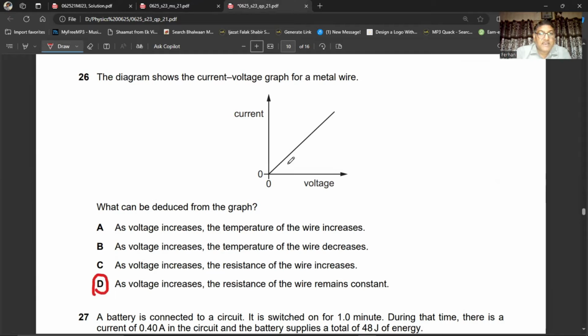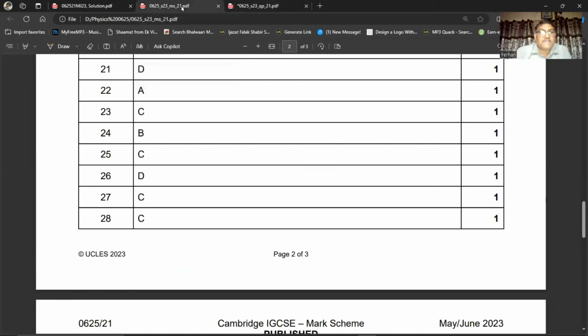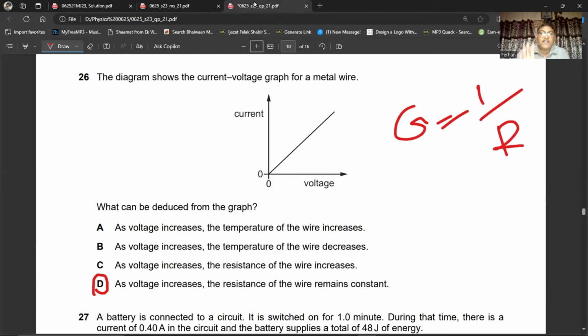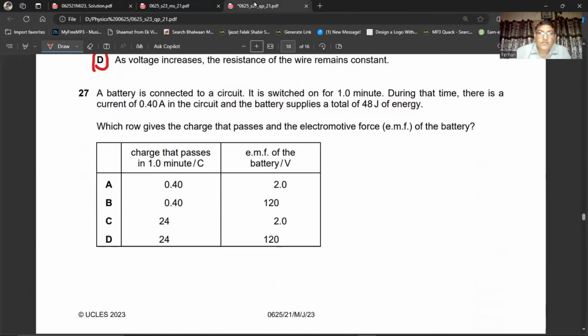You know, the gradient here is equal to 1 by R. Because the gradient is constant, from here we suppose that the resistance is also constant. So voltage is increasing, but the resistance remains same. Question number 26, D is the answer. This is a perfect IV graph for the ohmic conductor.